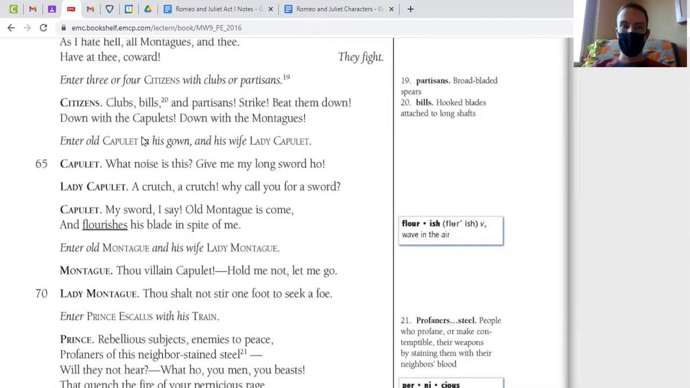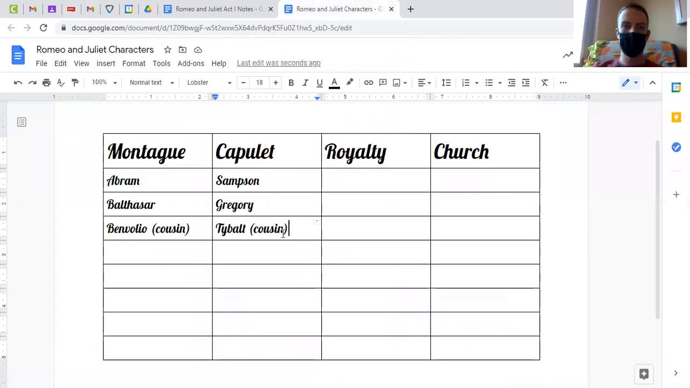Then we have old Capulet in his gown and his wife, Lady Capulet. I'm going to add them to the characters. They're pretty easy to find. Capulet, they're just going to call him that for the whole play. So just know that means old man Capulet. He's the one in charge of the house. And then Lady Capulet, his wife.